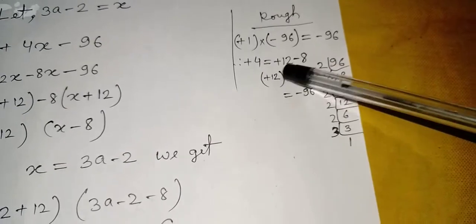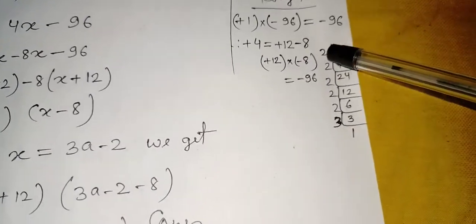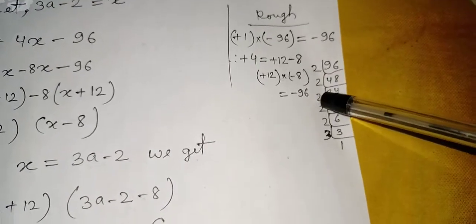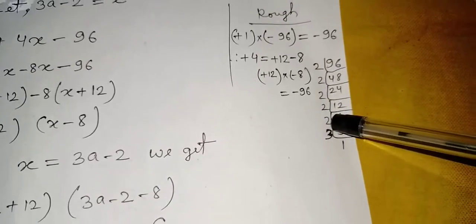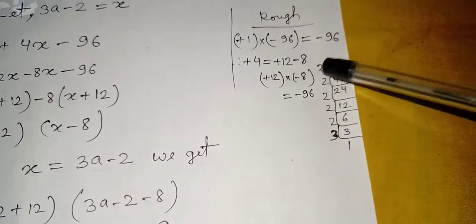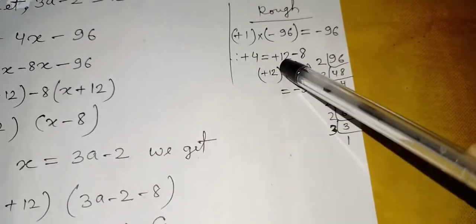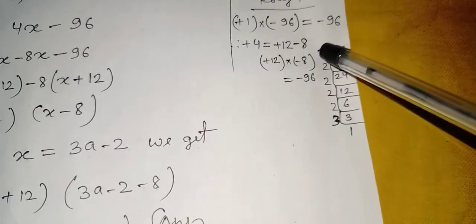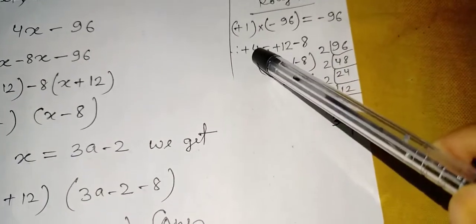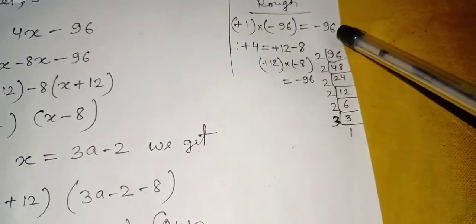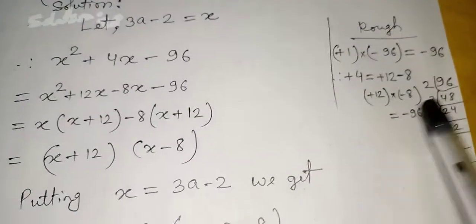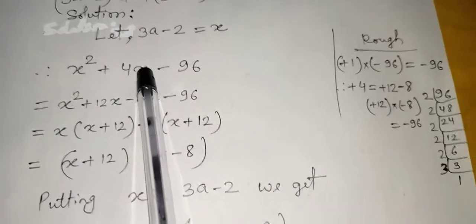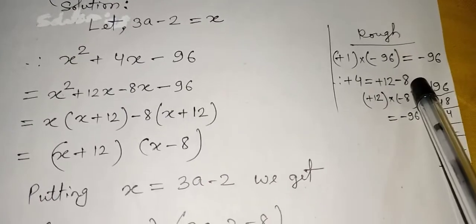From here only you can decide 12 and 8. How to decide? You see, 2 twos are 4, 4 twos are 8. So till now you got 8. And 2 twos are 4, 4 threes are 12. So 12 and 8 you got from here. From this particular part only you can decide regarding plus 12 and minus 8. Plus 12 minus 8 is plus 4, but by multiplying we get minus 96. Now this plus 12 and minus 8 will be written here in the middle. But there is x here, so you have to put x in both the terms.